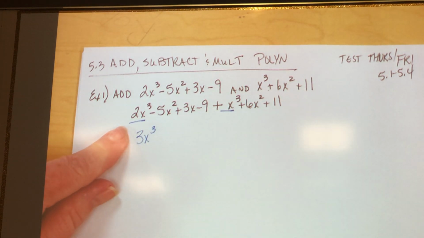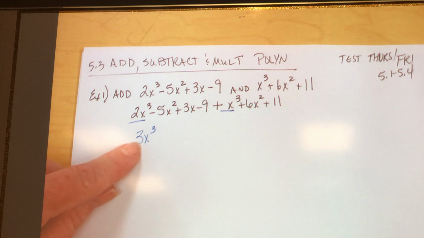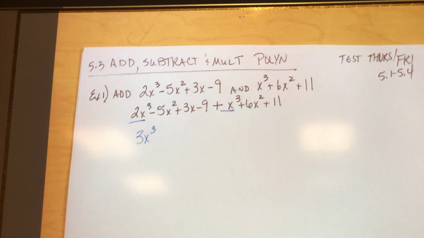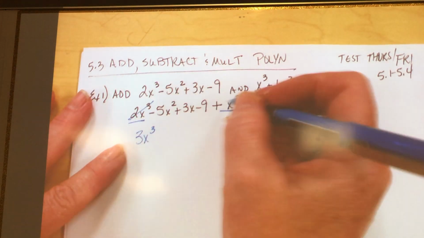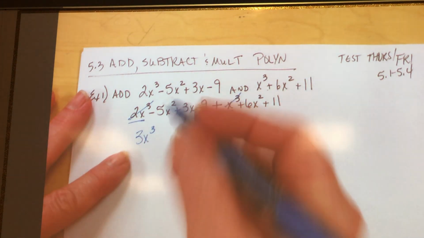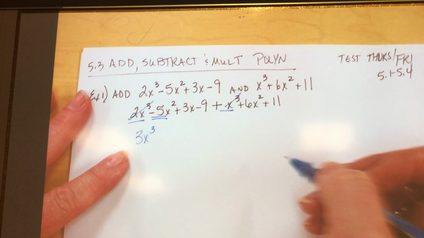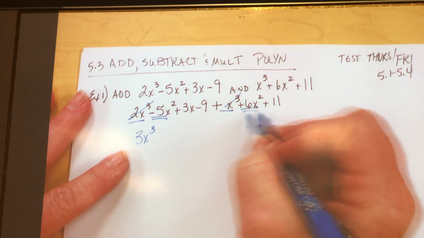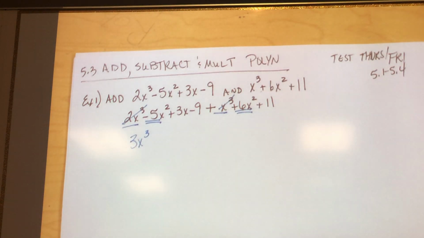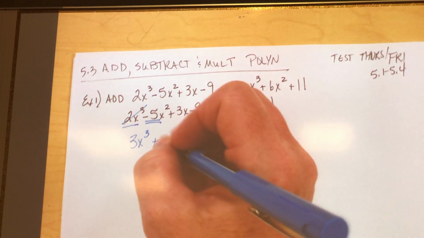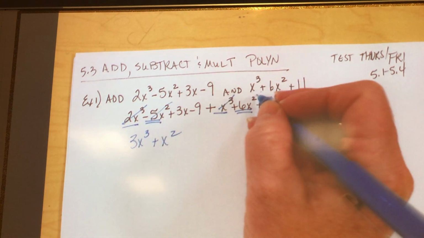What's going to be the careless mistake? Someone says 3x to the 6, because we've been multiplying and adding those exponents. Okay, so be careful with that. Those are gone. And then I have negative 5x squared and a positive 6x squared. What does that give me? Plus x squared. Now these are gone.